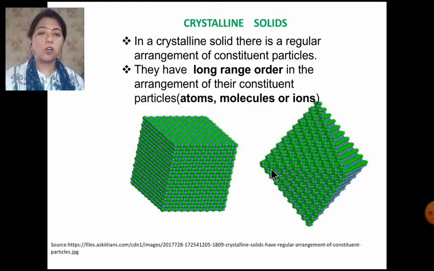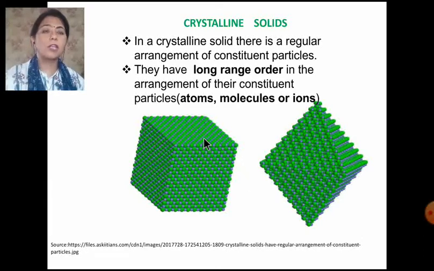We talked about the perfect orderness and the arrangement of the constituent particles, and we defined crystalline solids as: in a crystalline solid there is a regular arrangement of the constituent particles. They have long range order in the arrangement of their constituent particles. The constituent particles can be atoms, molecules or ions.